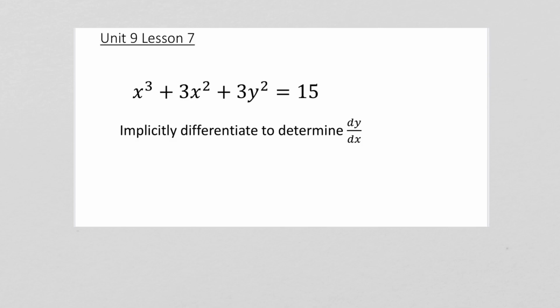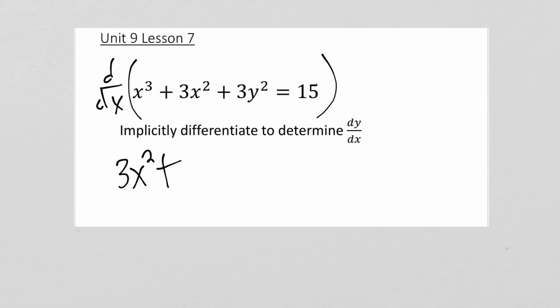Your anti-set is to use implicit differentiation to find dy/dx for the curve x cubed plus 3x squared plus 3y squared equals 15. So we're first going to take a derivative with respect to x. We're doing d/dx of x cubed, which is going to be 3x squared, times the derivative of the inside function x with respect to x, but dx/dx is just 1, so we don't write it. Plus, the derivative of 3x squared is 6x by the power rule times dx/dx, which is again just 1, so do not write it.